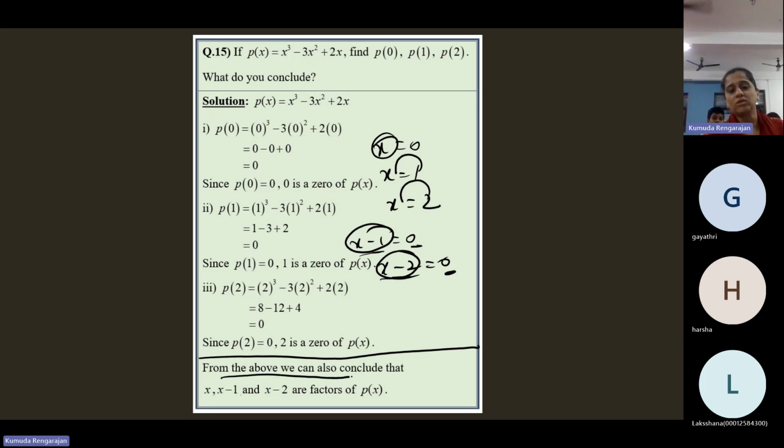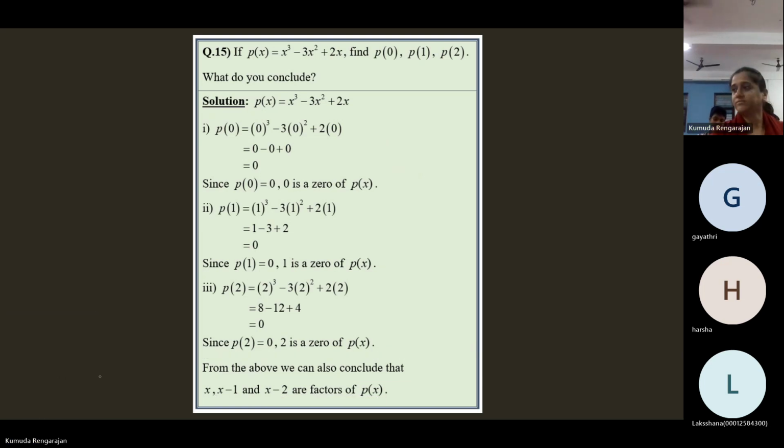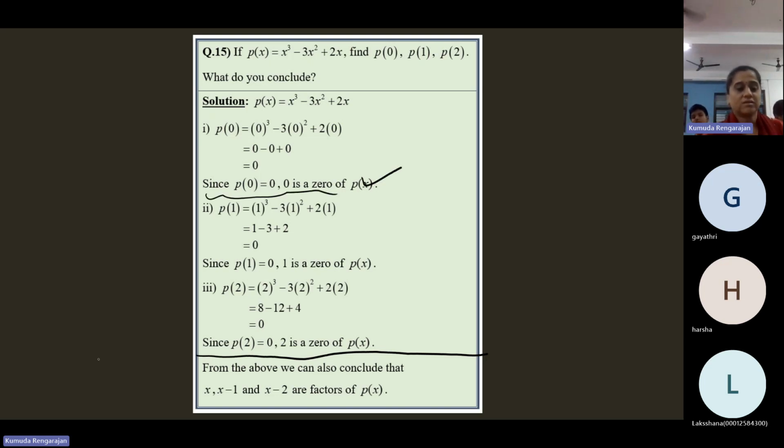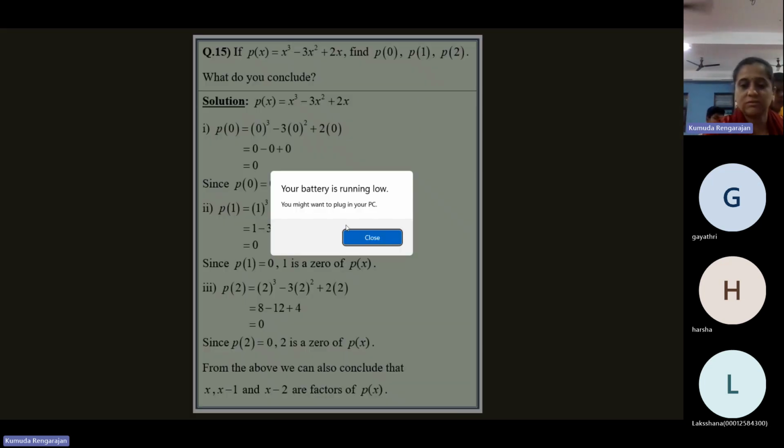From the above, we can also conclude that x, x minus 1 and x minus 2 are the factors of P of x. Yeah, write down this additional conclusion also. Now, you have to insert whatever is missing in your answer. Supposing you have not written this, please insert that. Make sure your answer is exactly like this.